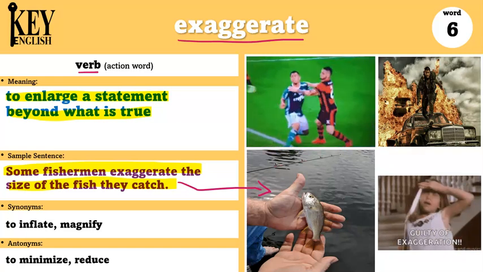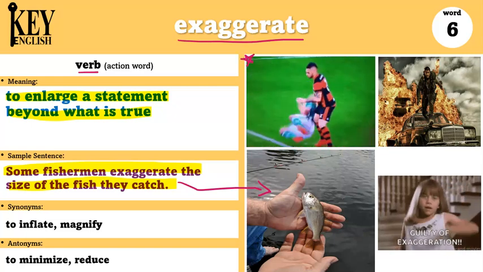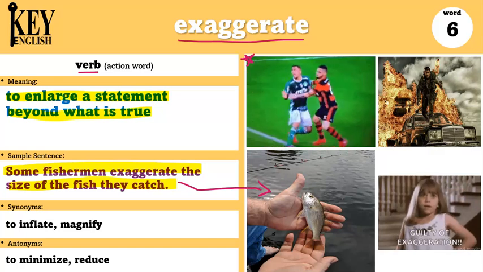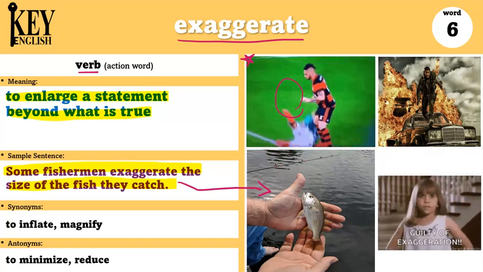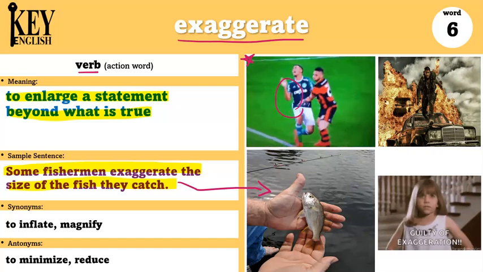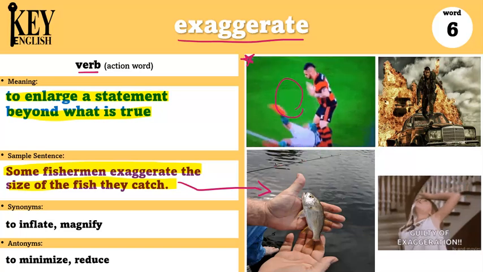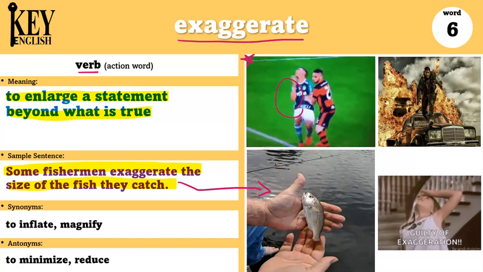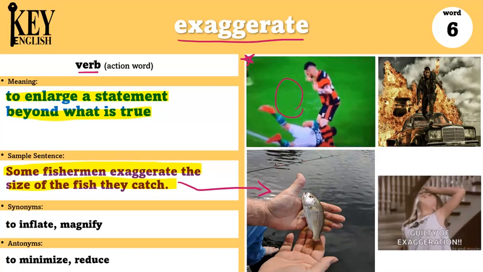Or here you can see this soccer player is exaggerating pain. The other player accidentally tapped him, but this player in the green suddenly fell down and looked like he was extremely hurt. But obviously he was not really hurt, he was just exaggerating. He was making it look worse than what it really was.